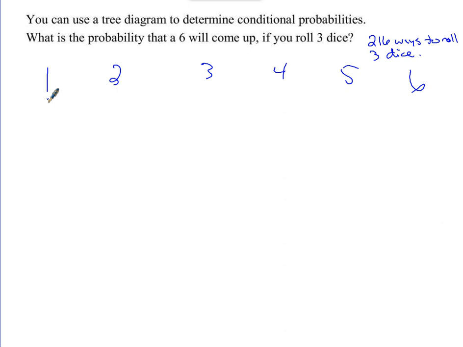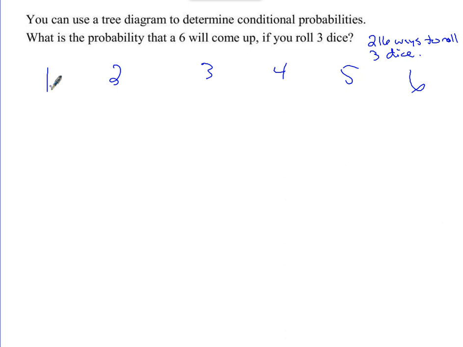What this is right here is it's representing that first roll. I'm going to pretend I'm going to roll all 3 dice at the same time, but in my mind, think of them as being one roll, and then another roll, and then another roll. So for my first roll, my first die that I'm looking at, it can come up as a 1, a 2, a 3, a 4, a 5, or a 6. Correct?